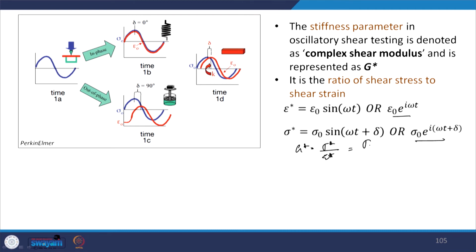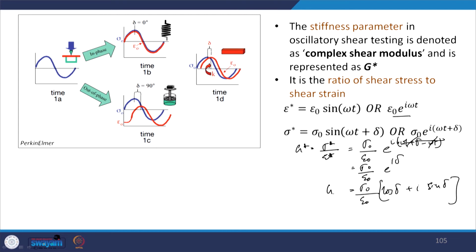So, this is equal to sigma naught by epsilon naught e to the power i (omega t plus delta minus omega t). So, this becomes equal to sigma naught by epsilon naught e to the power i delta. So, you can write it as sigma naught by epsilon naught (cos delta plus i sin delta). Again this gives you the same equation for G star. So, this is what we have discussed now.